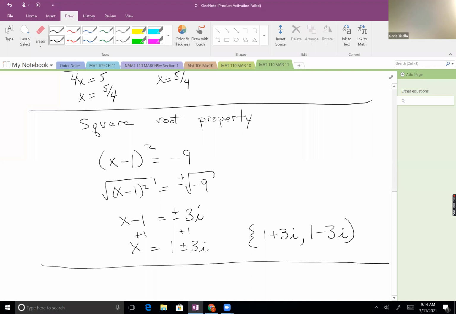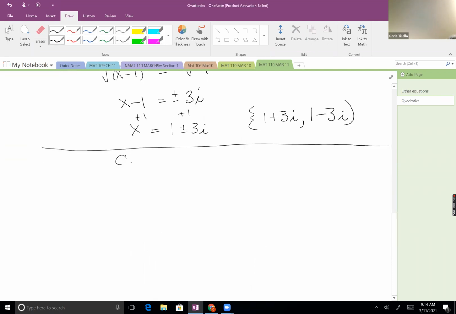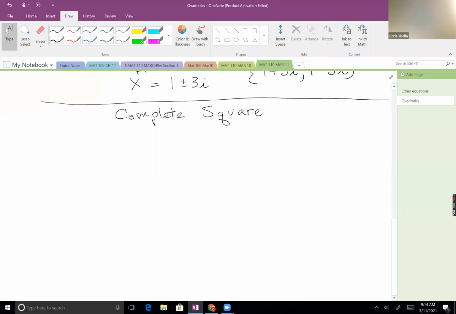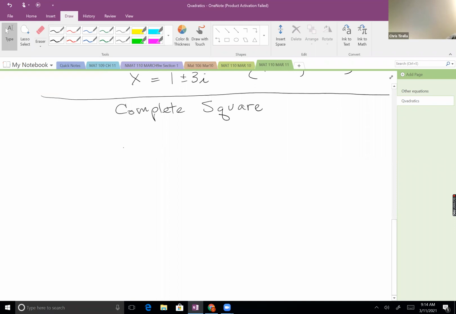Let me know when you're ready and we'll look at solving one by completing the square and then solving using the quadratic formula. Good, thank you. Completing the square. When we complete the square, what we want to try to do is take an equation and gently nudge it into a form where we can use the square root property. We do that by making this perfect squared trinomial.